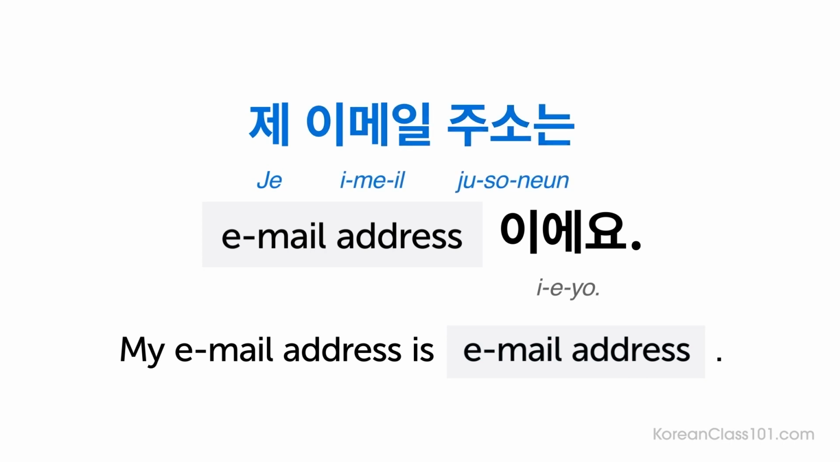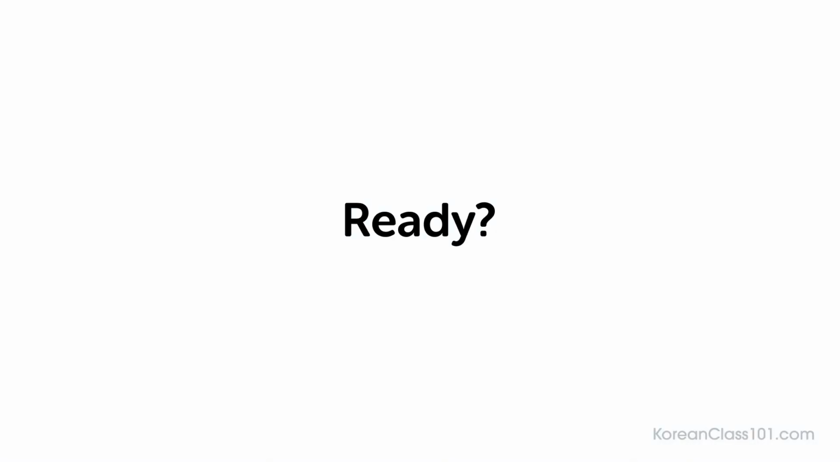제 이메일 주소는 email address 예요. My email address is email address. 제 이메일 주소는 email address이에요. Let's review. Respond to the prompts by speaking aloud. Then repeat after me, focusing on pronunciation. Ready?